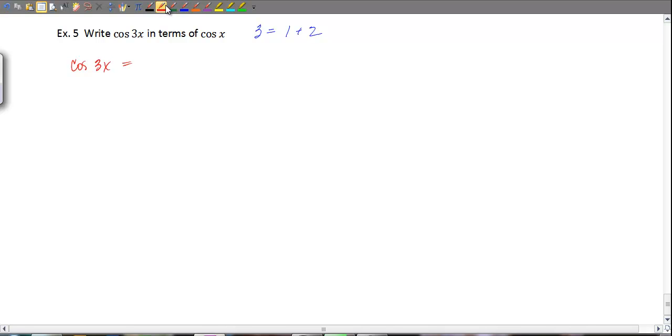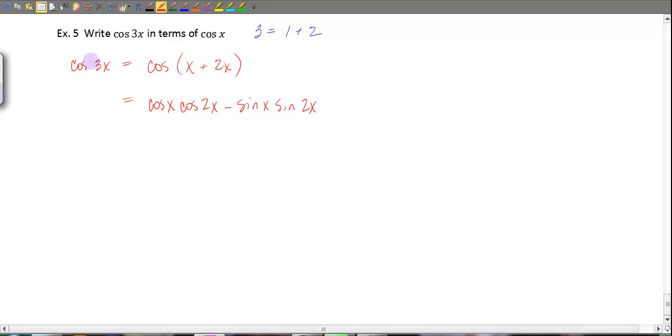So we're going to use that concept, and we're going to rewrite cosine of 3x so that it looks like the cosine of x plus 2x. Now what that's going to gain me is it's going to allow me to then use my sum identity for cosine, okay, which is the cosine of the first times the cosine of the second minus the sine of the first times the sine of the second. Okay, so far we're getting there.